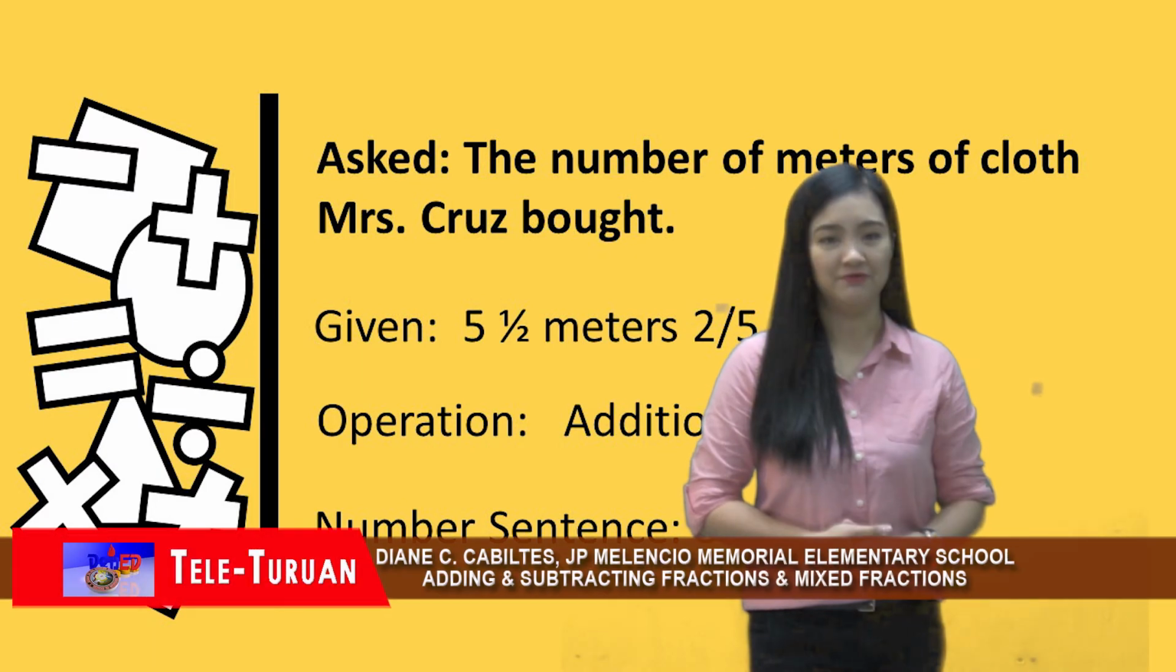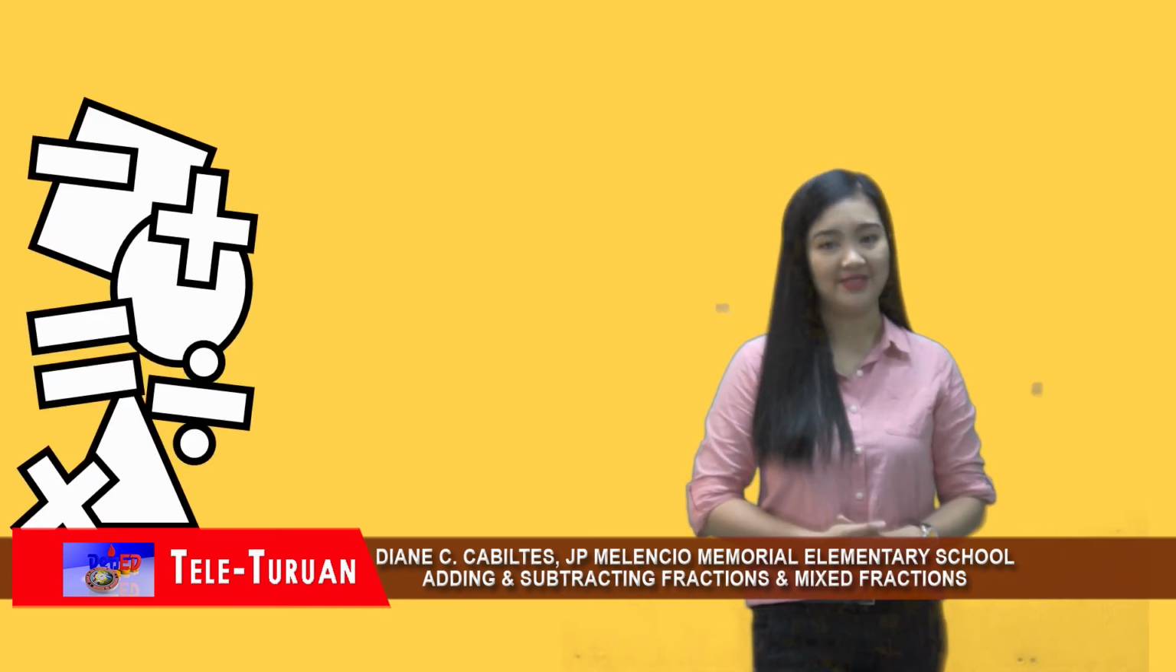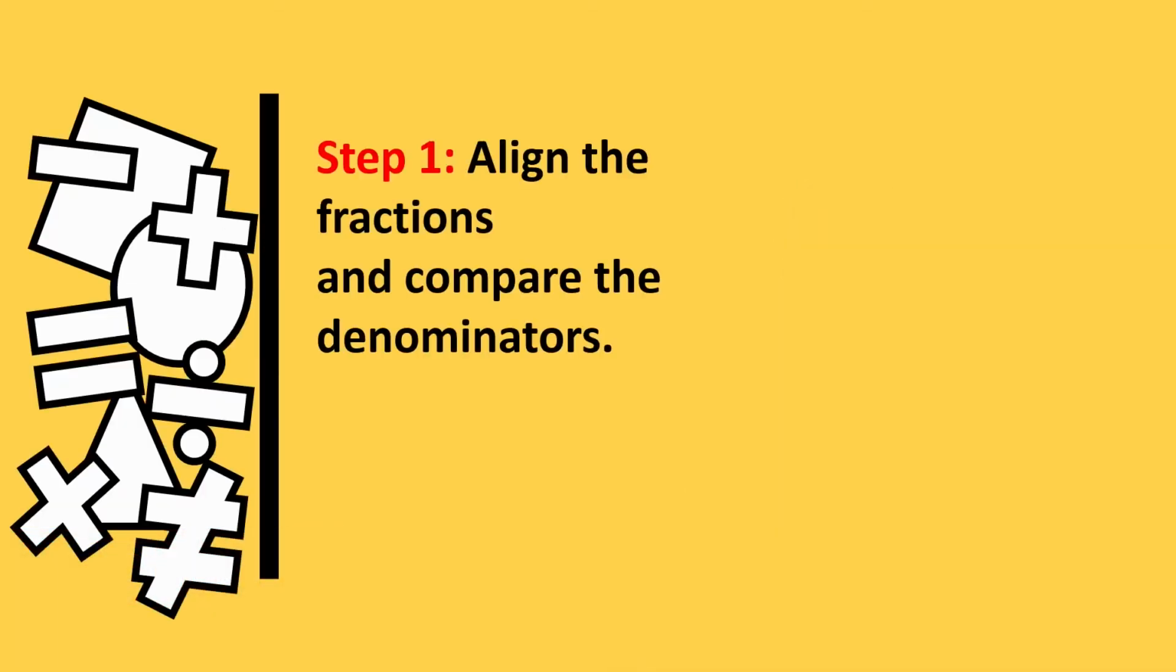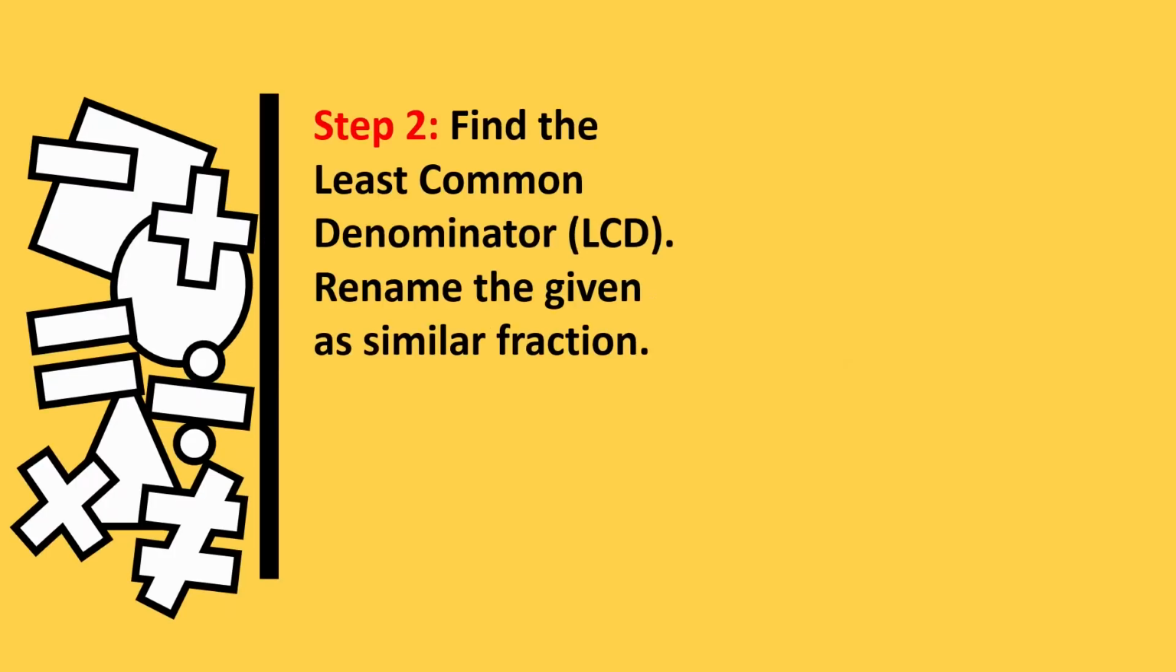Now, let's solve. There are 3 steps to add these fractions. Step 1. Align the fractions and compare the denominators. We have 5 1/2 plus 2/5. The fractions have different denominators, which means they are dissimilar fractions. Step 2. Find the least common denominator or LCD. The least common denominator is the least common multiple of the denominators. Rename the given as similar fractions.